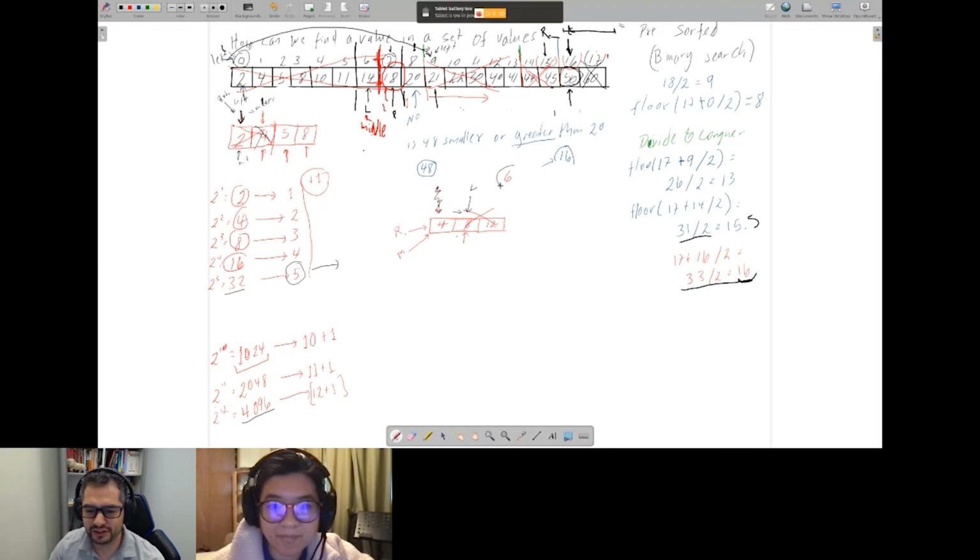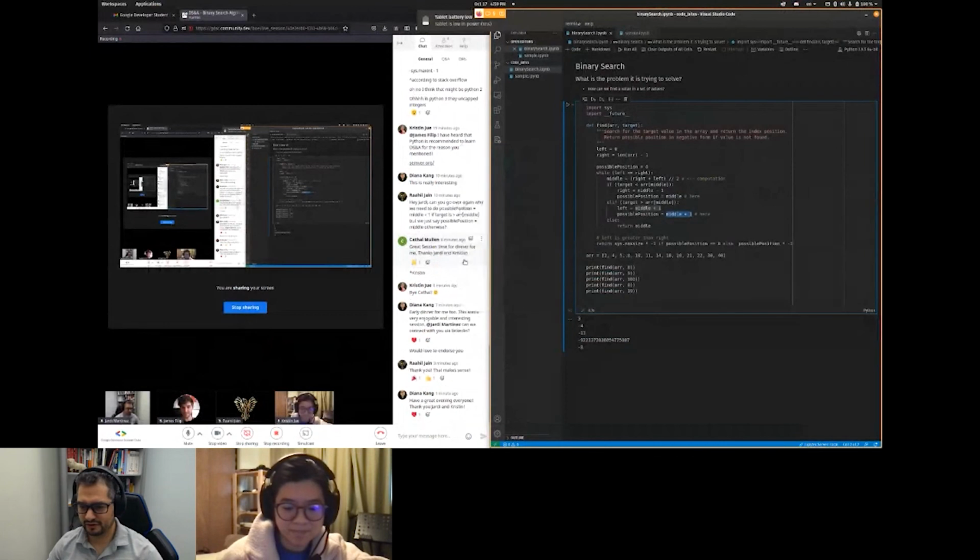But where should 6 be? I am the middle, and 6 should be after me, right? So if this is index 0, this is index 1, so 6 should be at index 1 if it were in the array, right? So I just return middle plus 1. That would take me to the next one. That's what we had there.